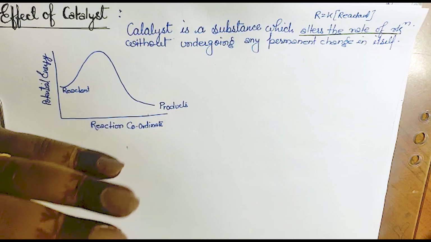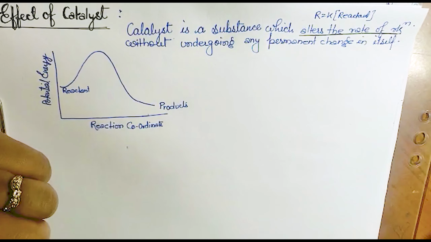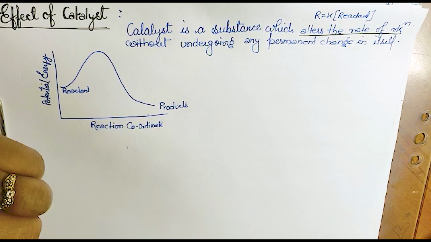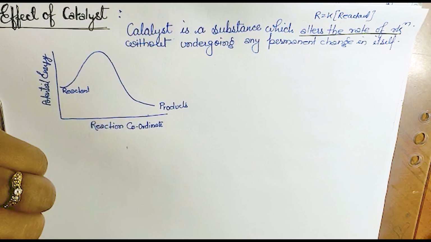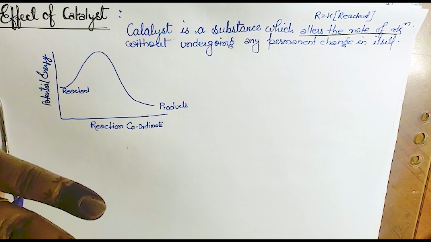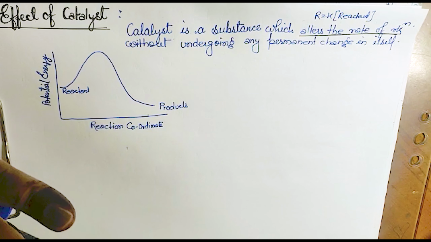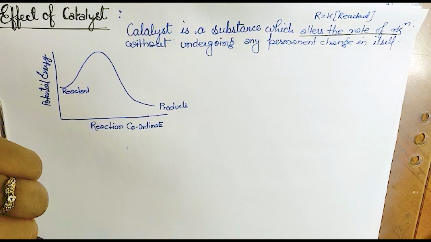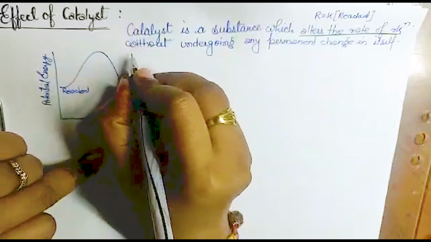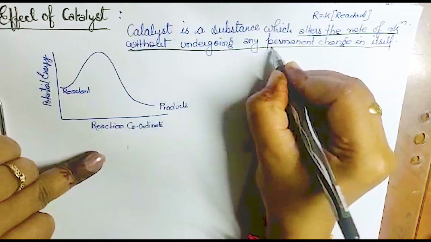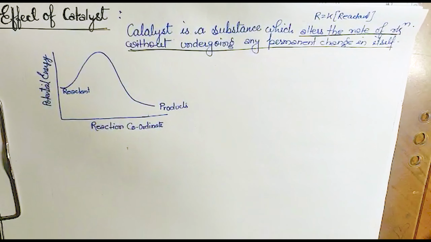In the surface chemistry part, you have done two types of catalyst: one is promoter and another is inhibitor. Basically, the word catalyst is used for promoter, not for inhibitor. Whether you write catalyst or promoter, it means it is going to increase the rate of reaction, but the one which decreases the reaction is specifically known as inhibitor. And the most important thing is that it works without undergoing any permanent change in itself. That means it doesn't change itself.